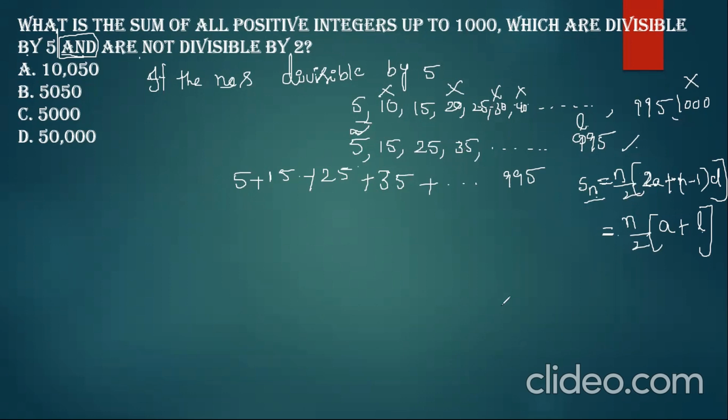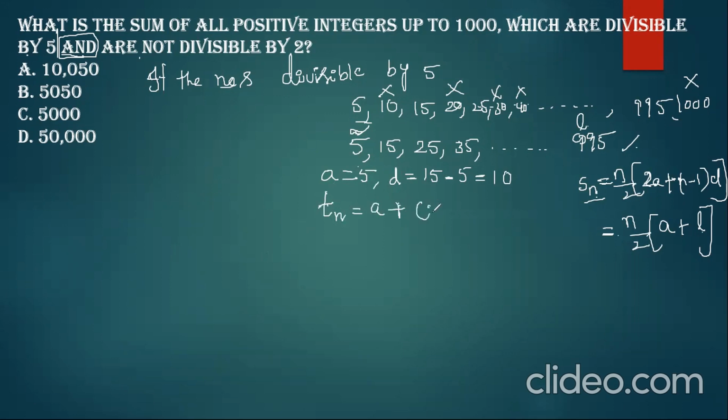Let me calculate. First, I will erase this, then I will go with this. Here, a is equal to 5, and d is equal to 15 minus 5, which is equal to 10. So a is equal to 5 and d is equal to 10. Can you find Tn now? Tn is equal to a plus (n minus 1) into d. Tn you know already.